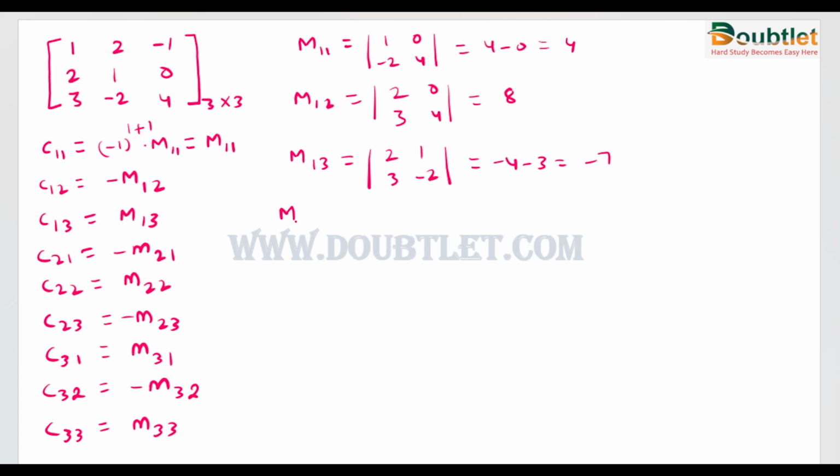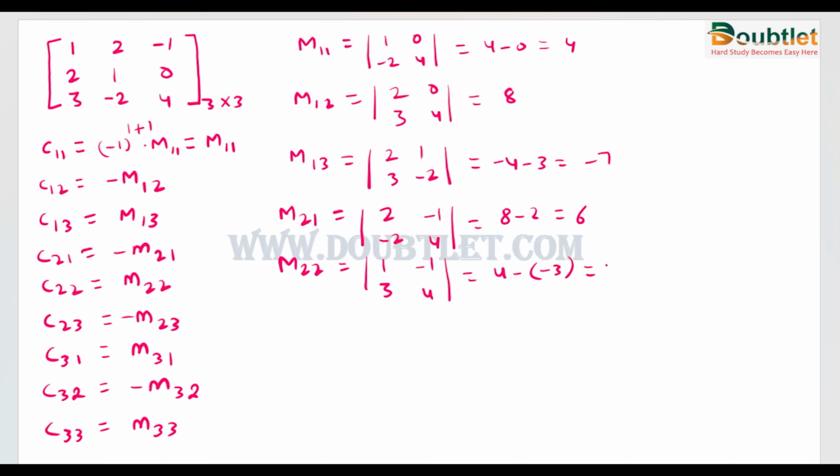Now M21 means remove the second row and first column. So what will we get? We will get 2, minus 2, minus 1 and 4. So it will become 8 minus 2, which is 6. Again M22: remove the second row and second column. The remaining matrix is 1, 3, minus 1, 4. So the value will be 4 minus of minus 3, which is 7.